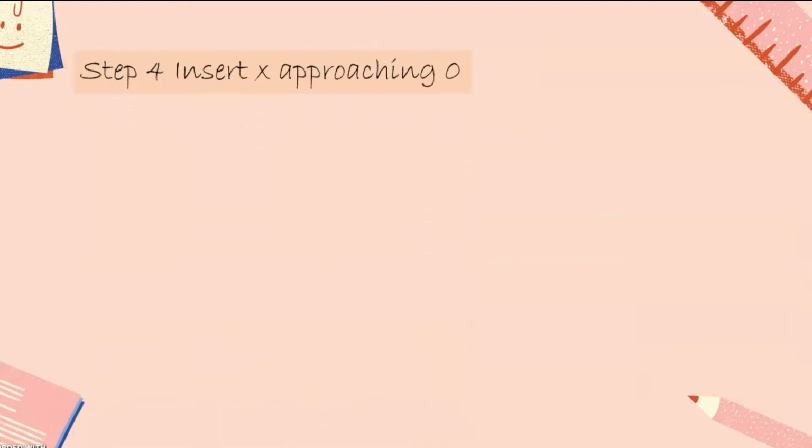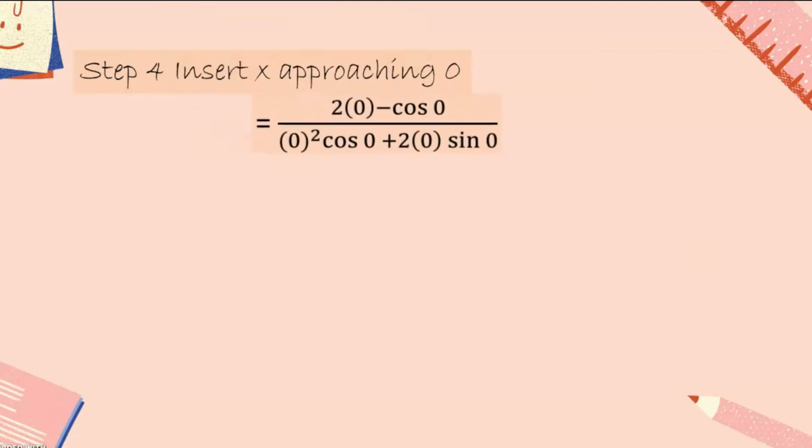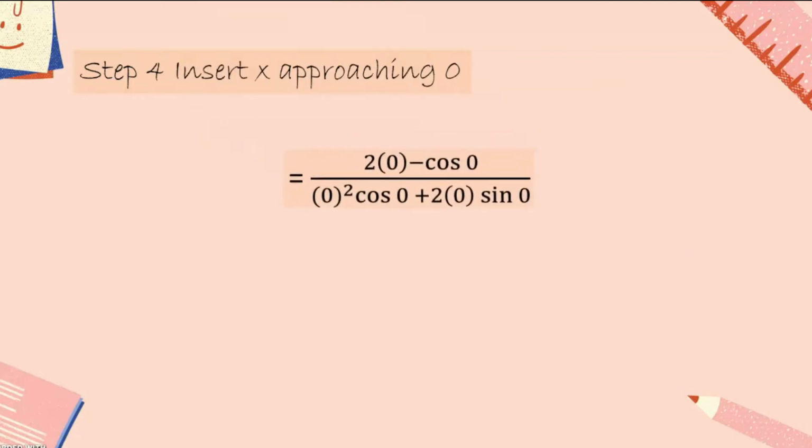Step 4 is we insert x approaching 0 to get the value, or the answer. We insert x equal to 0, and then we get negative 1 over 0, and lastly the answer is negative infinity.